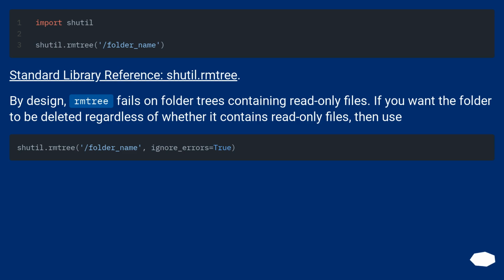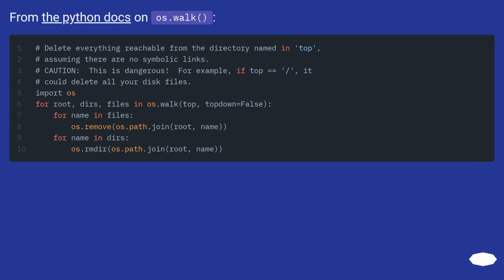Standard library reference, shutil.rmtree. By design, rmtree fails on folder trees containing read-only files. If you want the folder to be deleted regardless of whether it contains read-only files, then use the following. From the Python docs on os.walk.